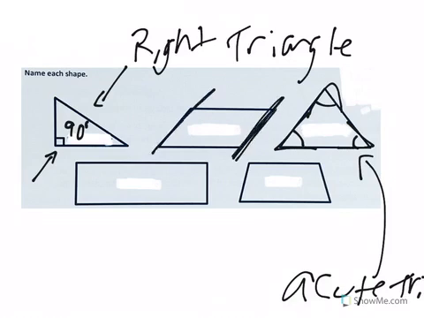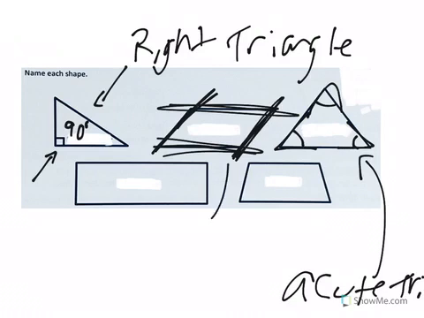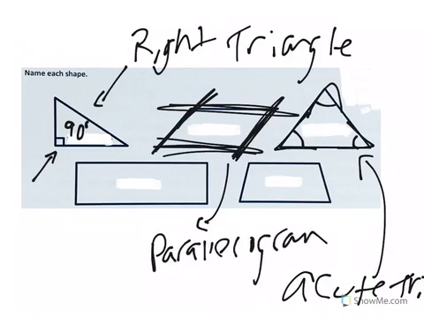Here you'll see that these two lines are parallel, meaning they can go on forever in that same direction and they'll never meet. And then the other two lines here are also parallel, and so they'll go on forever and never meet. So since that has two sets of parallel lines, we're going to call that a parallelogram.